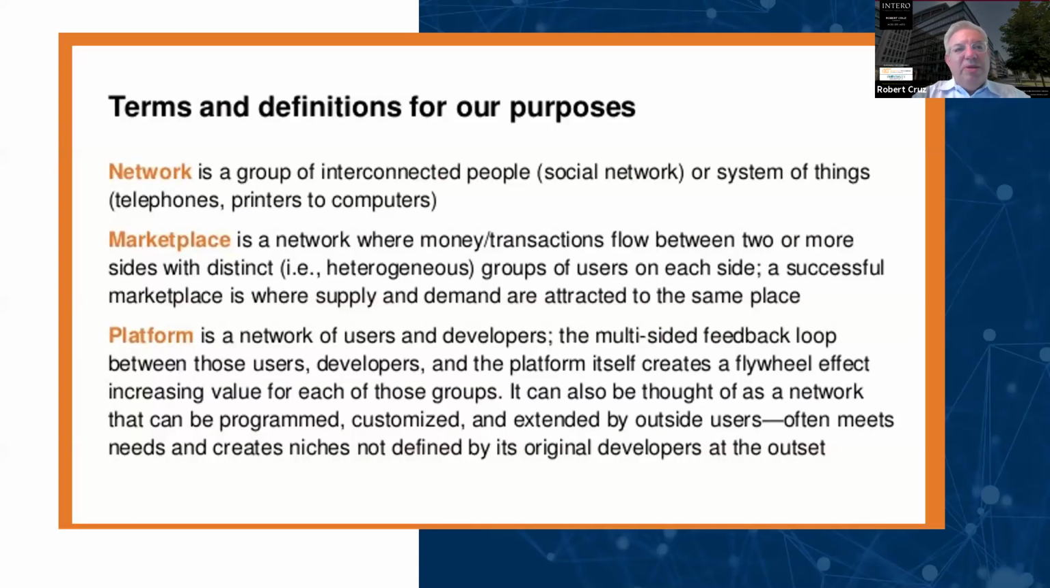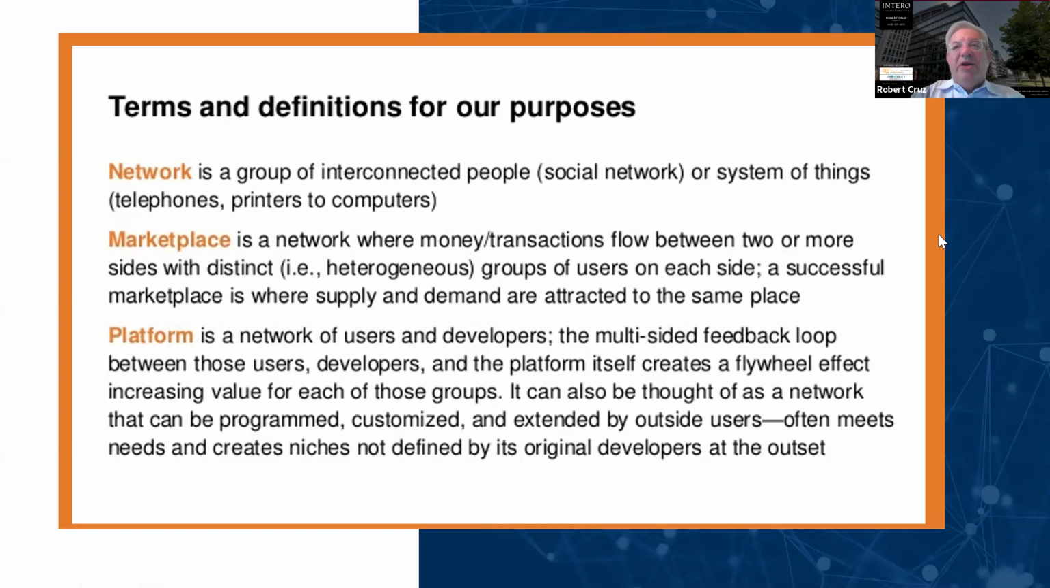Well, as I mentioned a little bit a while ago, where these things go, let's set some terms and definitions so that when I talk about them in the next several minutes, you'll understand what I mean. And the first one is, we already said, the network, a group of interconnected people, a social network or system of things, telephones, printers, computers, etc. Those networks create a marketplace, and that marketplace is a network where money transactions flow between two or more sides with distinct groups of users on each side.